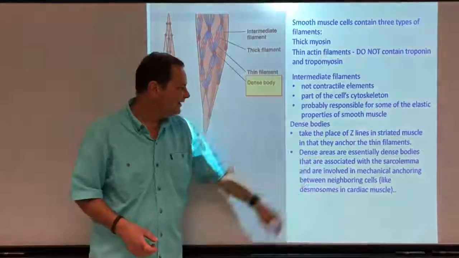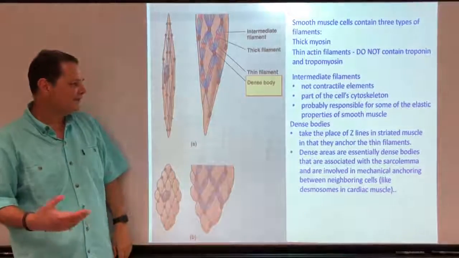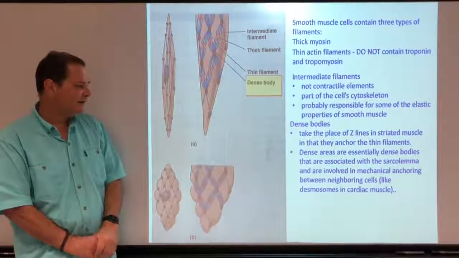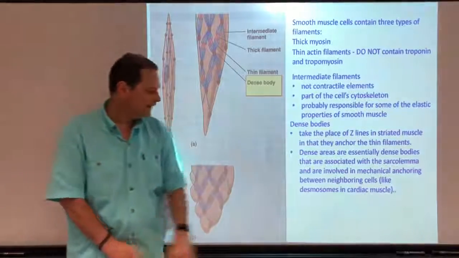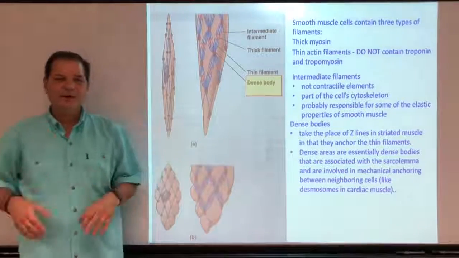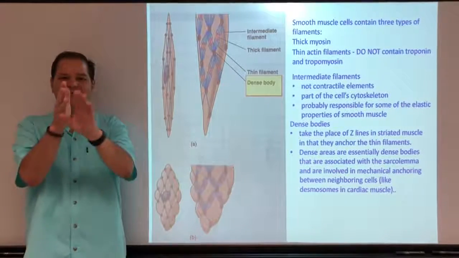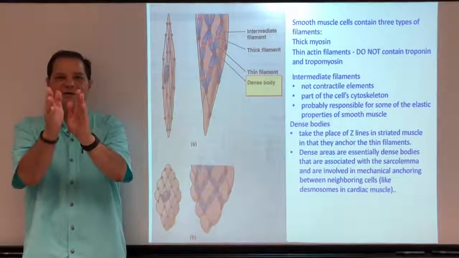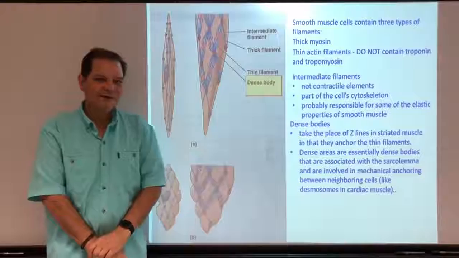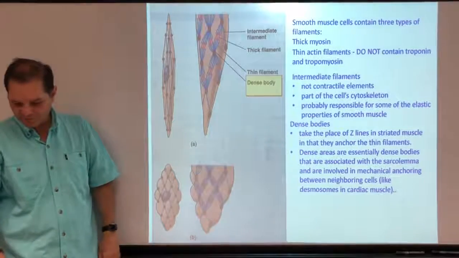And then dense areas are essentially dense bodies that are on the surface of the cell, and they're involved in mechanical anchoring between neighboring cells. So you can think of these as being like desmosomes were in cardiac muscle. Remember, desmosomes were in the intercalated disc, and they sort of anchored cell 1 to cell 2. And so dense areas are sort of like that in smooth muscle.